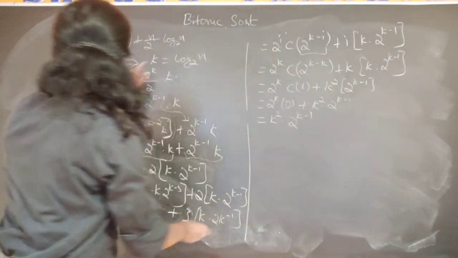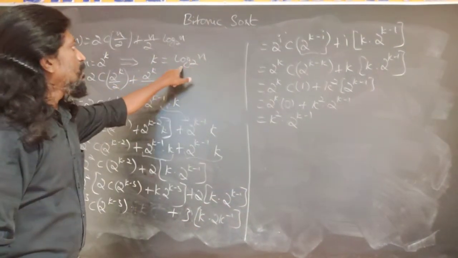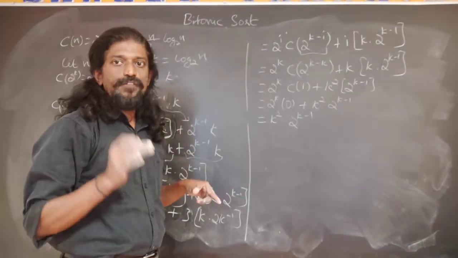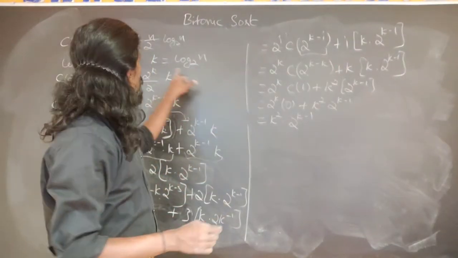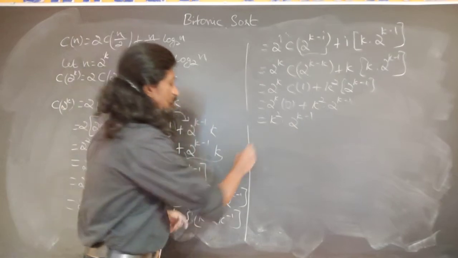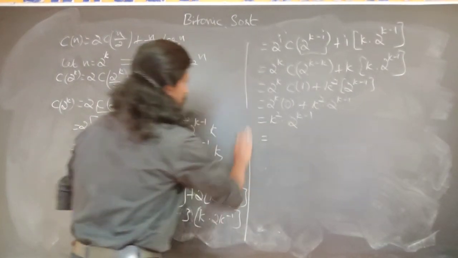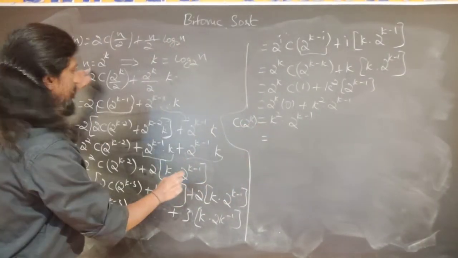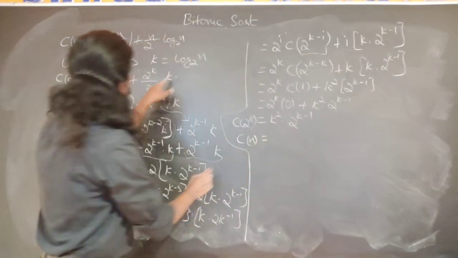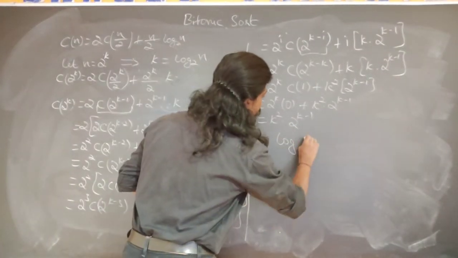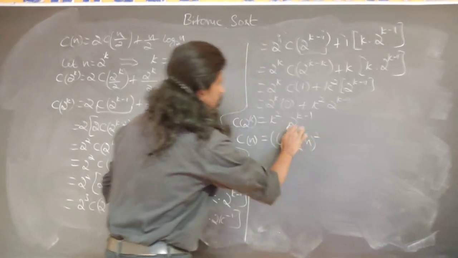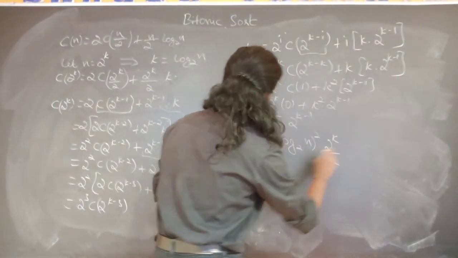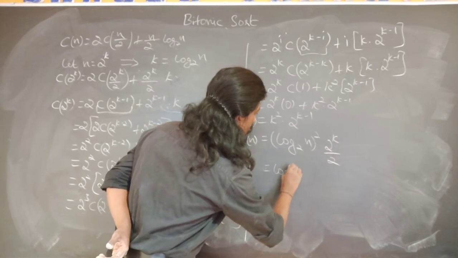Now we see here, what is k? k is nothing but log n. We can't have the final result with respect to k because our input size is n, the number of elements in the list, and we know that k is nothing but log n to base 2. So now when we substitute 2 to the power of k is equal to n, we have C of n is equal to k, which is log n to base 2, the whole squared, times 2 to the power of k minus 1, which is nothing but 2 to the power of k by 2. That is equal to log squared n.